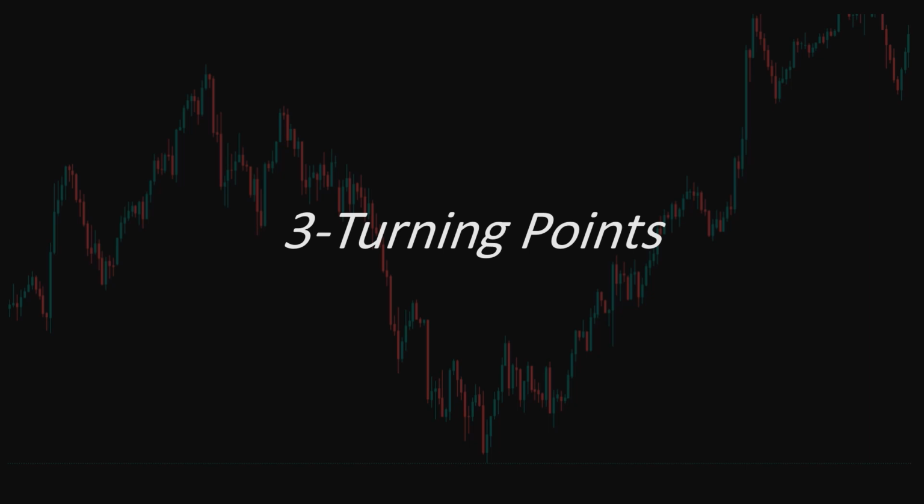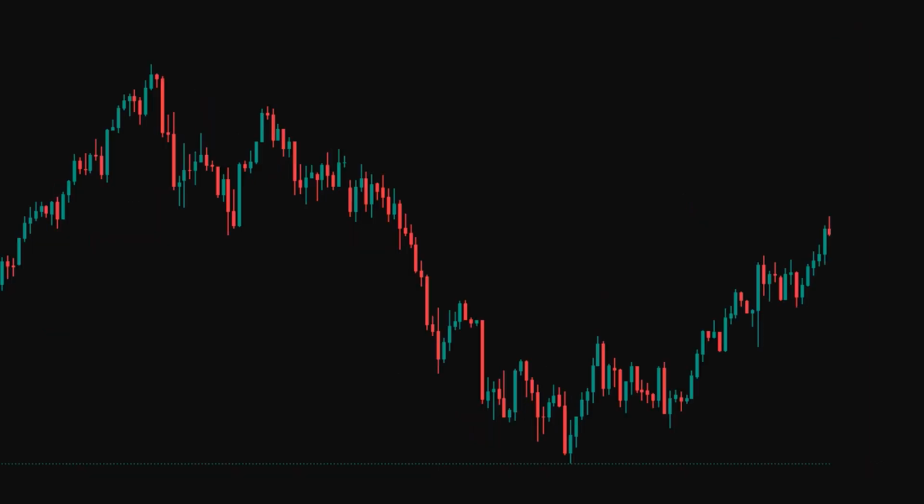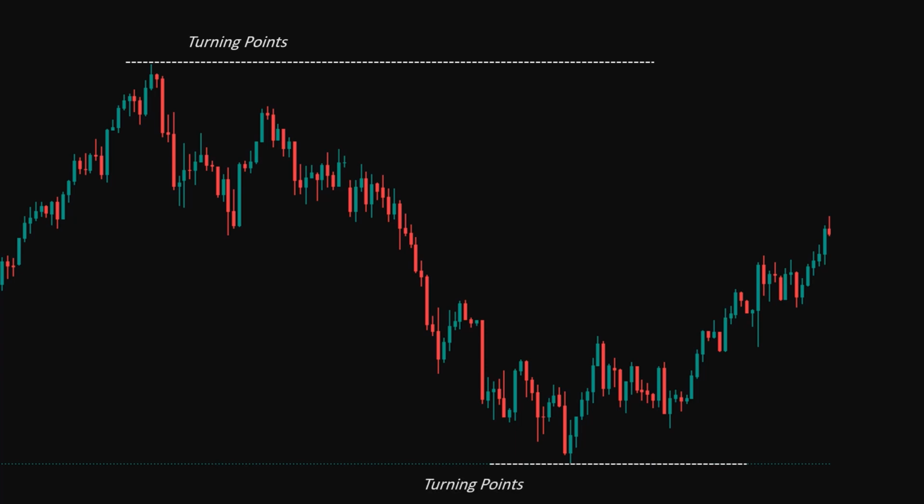Another liquidity level are turning points. Turning points are areas on a chart where the price changes direction after a long-term trend. These levels are often seen as overbought or oversold, increasing the likelihood of a price reaction when revisited. They hold significant liquidity because they attract attention from both retail and institutional traders. To effectively use turning points in your trading strategy, look for areas where the price has sharply reversed in the past. These levels are likely to hold clusters of stop-loss or pending orders.